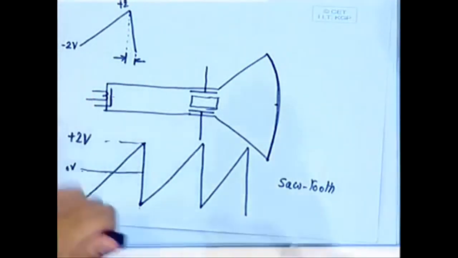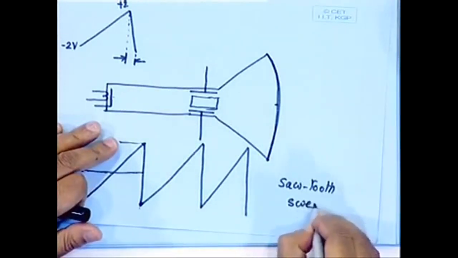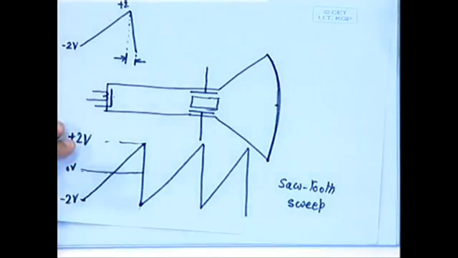So, now we keep applying this kind of sawtooth voltage, which is also referred to as sweep voltage. And why is it called sweep? Because you can see that it is sweeping the electron beam from the left hand side to the right hand side. So, it is also referred to as the sweep voltage, and we do the sweeping using a sawtooth. Now, when it is actually going to the right hand side, if at the same time we apply, let us say, a sinusoidal voltage at the vertical deflection plate.